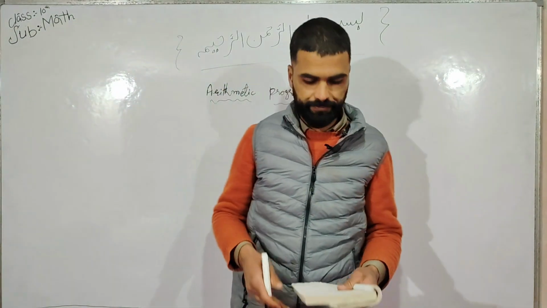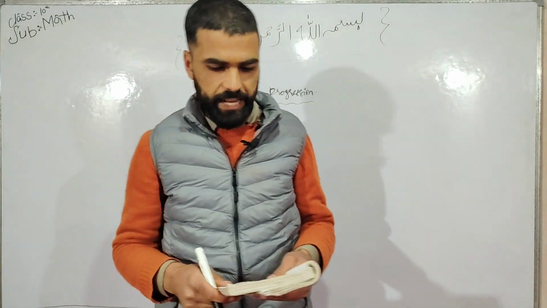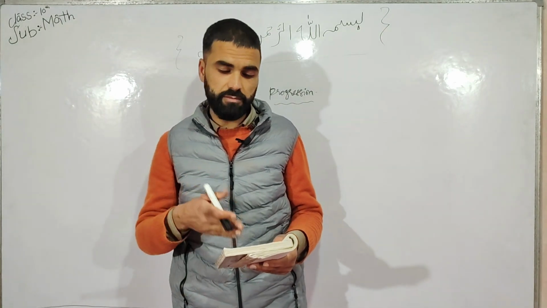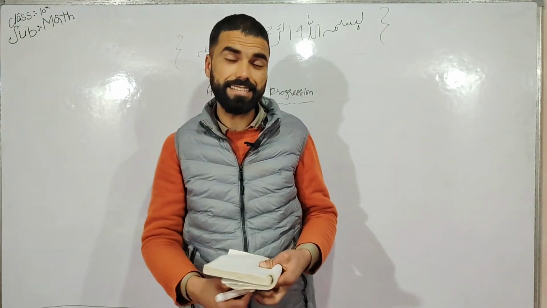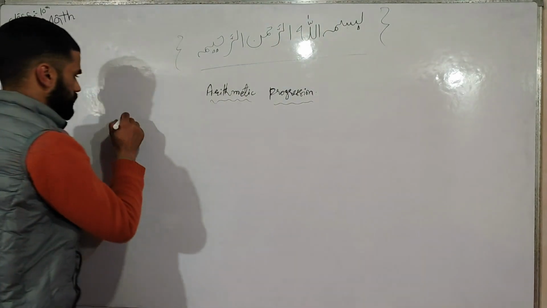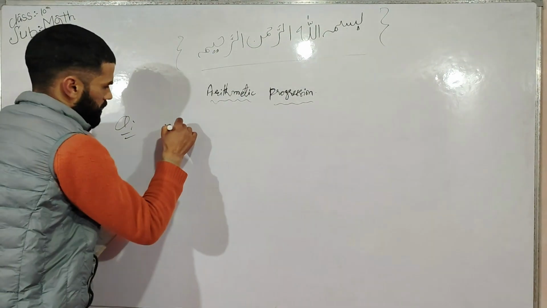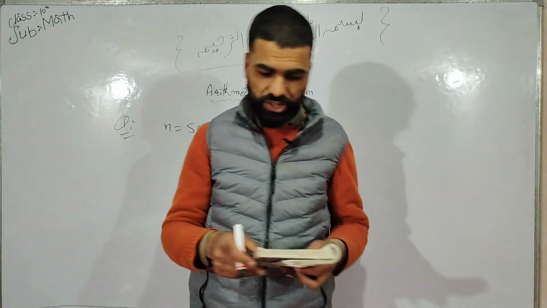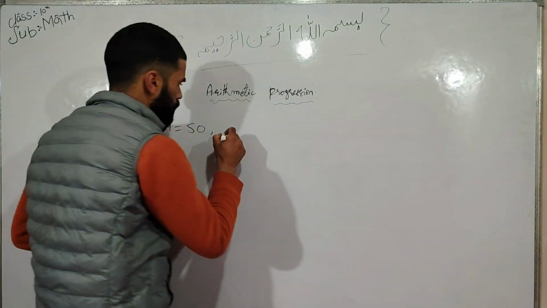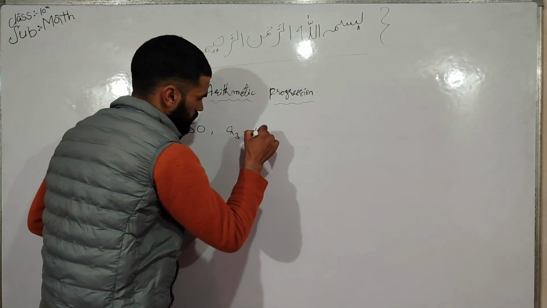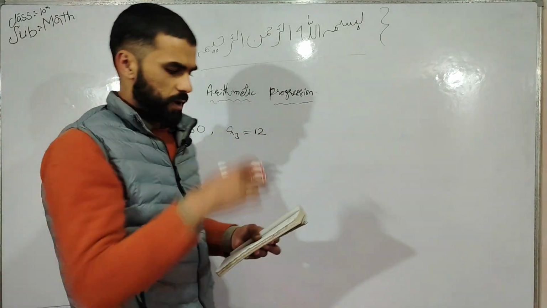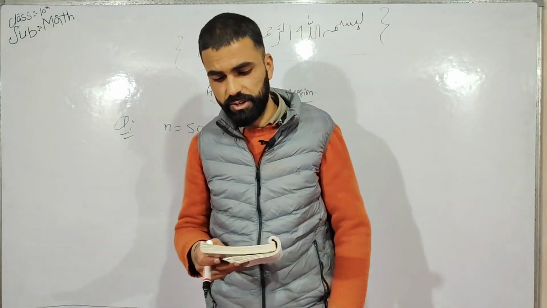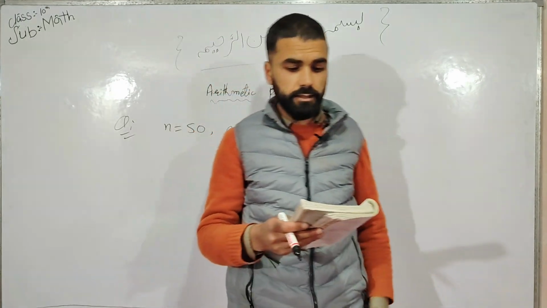Now the question is: an AP consists of 50 terms. So AP में 50 terms हैं, यानी कि n is 50 here. Of which the third term is 12. That means a3 is 12. The third term is 12. n is 50 and the third term is 12. An AP consists of 50 terms, out of which the third term is 12 and the nth term is 106.